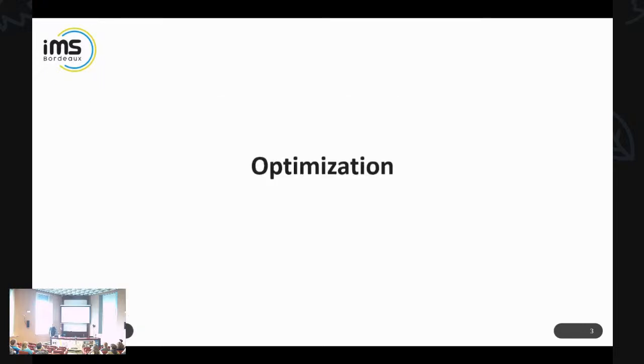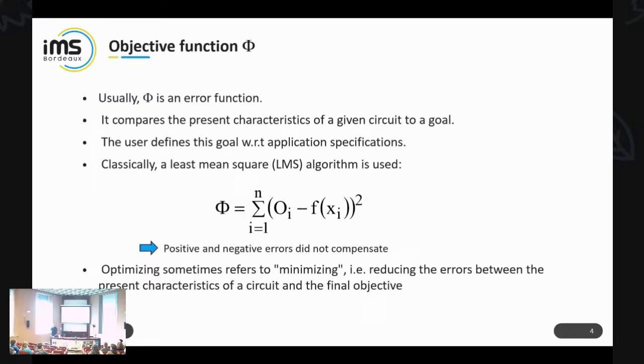So let's start with optimizations, to let you know what we are doing when we are designing circuits, trying to make those circuits work at their best. So first, either it's done automatically by a machine or it's done by a human being, at every time we are working with an objective function. We got an objective function, and usually this objective function is an error function, which means that you know what you want, what you would like to have, and what you currently have with your circuits.